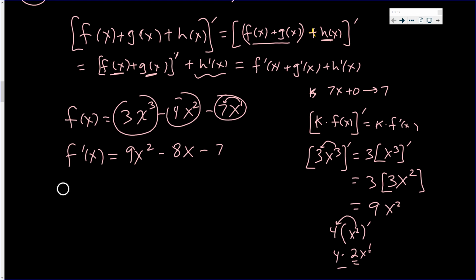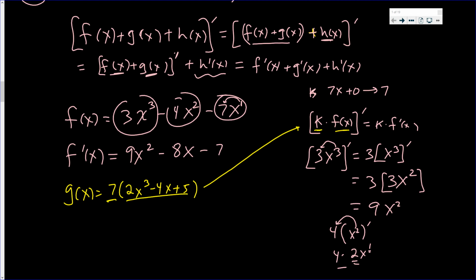Suppose you were told that g of x was equal to 7 times 2x cubed minus 4x plus 5. Okay, well, this is just like this one. The 7 is the k, and this mess is the function. So the derivative will just be 7 times the derivative of that, k times the derivative of the function. Well, the derivative of the function is simple.